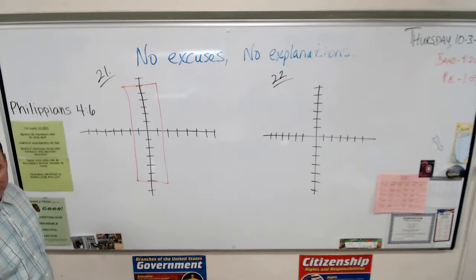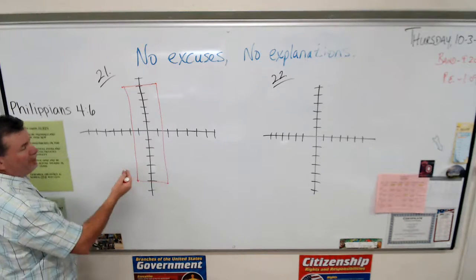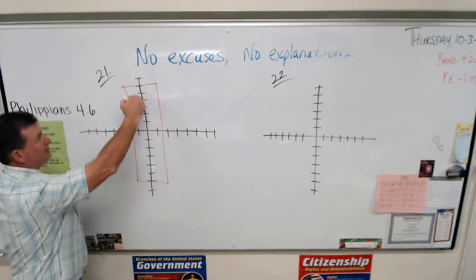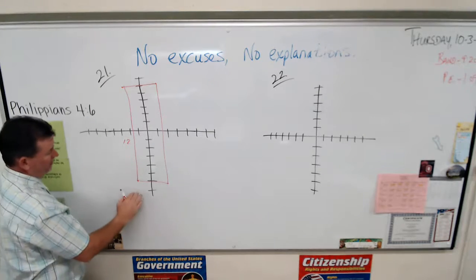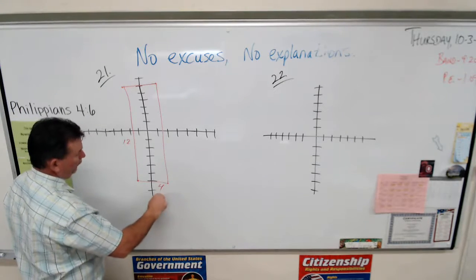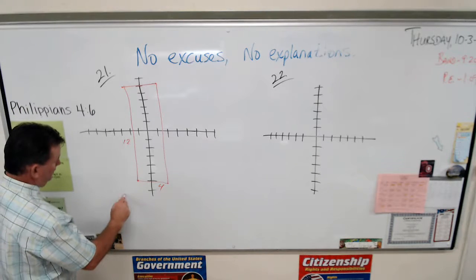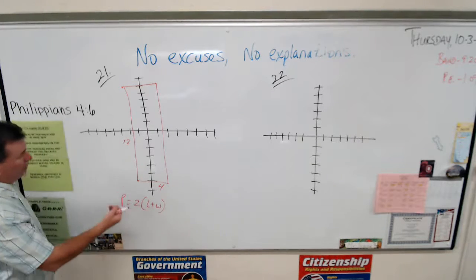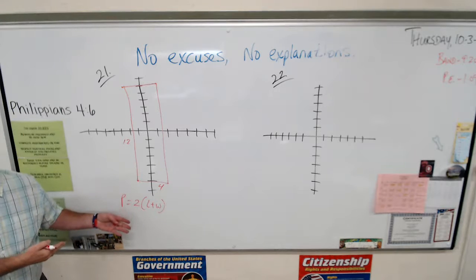Pardon my rotten artwork. You created a rectangle, and it is 6 and 6, so it's 12 long. It is 2 and 2, so it's 4 wide. What's the perimeter? Perimeter is 2 times L plus W. You could go 12 plus 4, 16 times 2, 32.